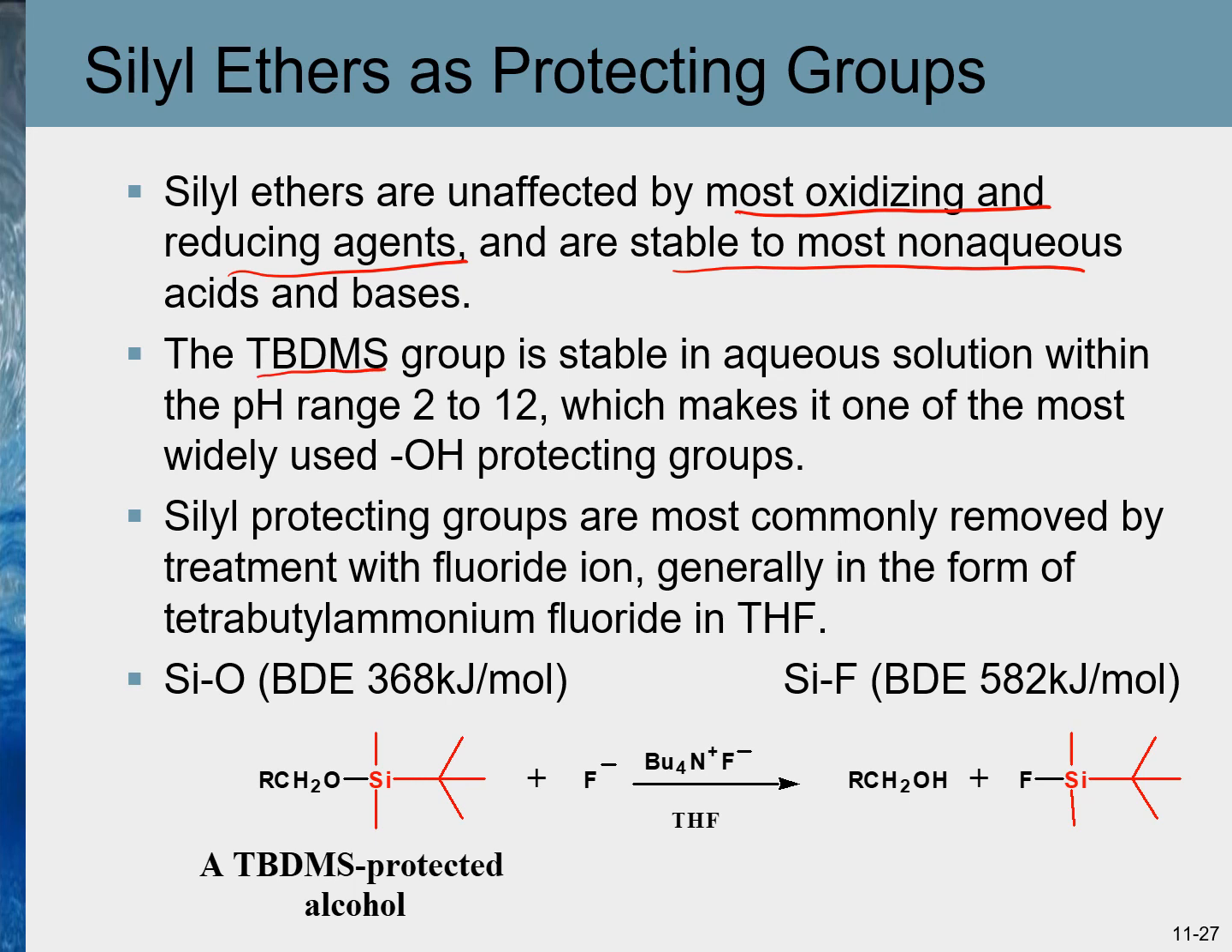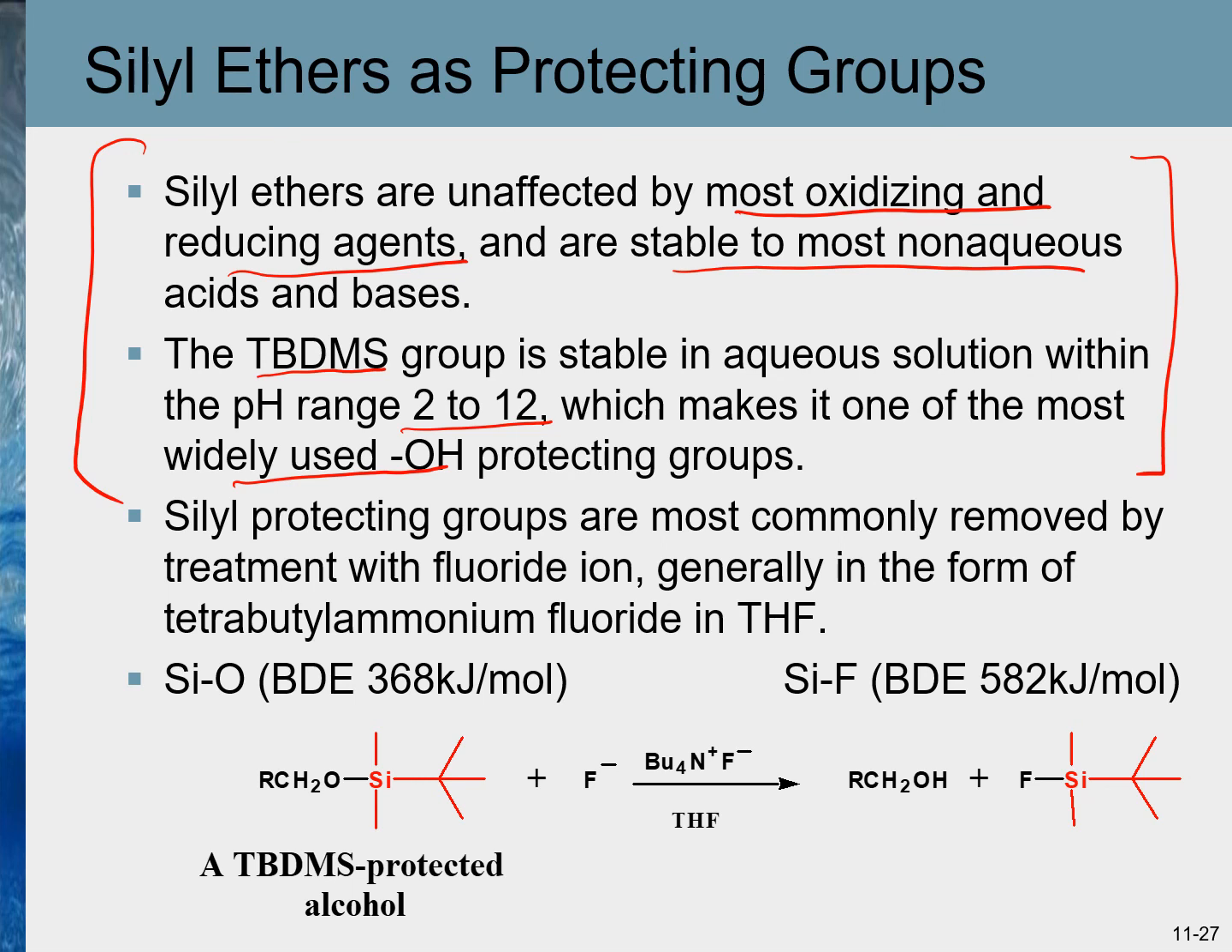Tertiary butyldimethylsilyl ether group is stable in aqueous solution within the pH range of 2 to 12, which makes it one of the most widely used alcohol protecting groups. So because of these properties, we can say that silyl chlorides, or trialkylsilyl chlorides, are extremely good protecting groups. Now the final property is that these protecting groups should come off easily from the alcohol, and they should regenerate the alcohol functional group back.